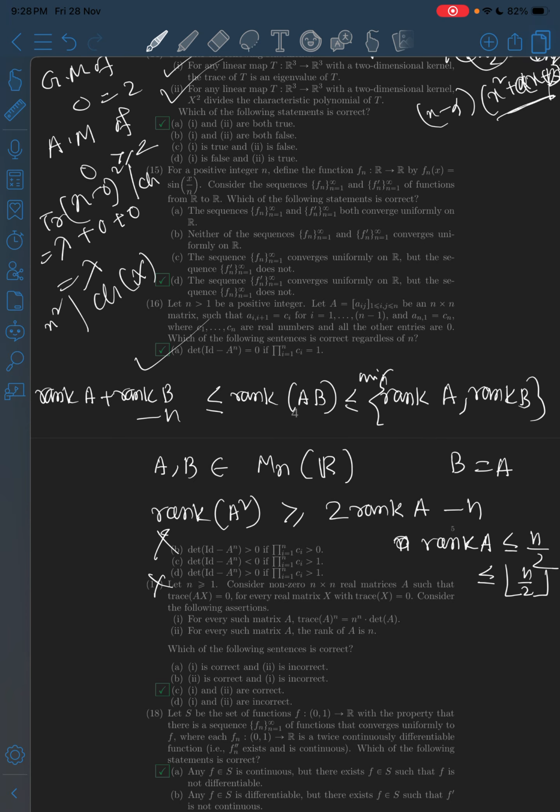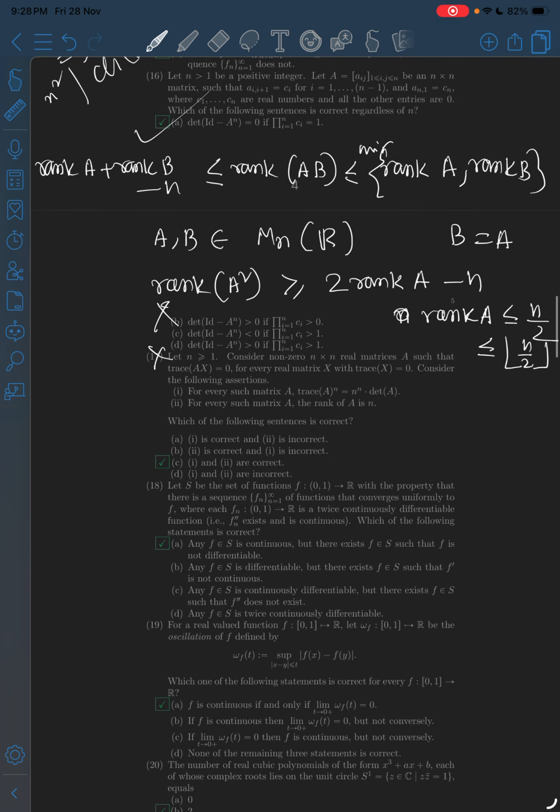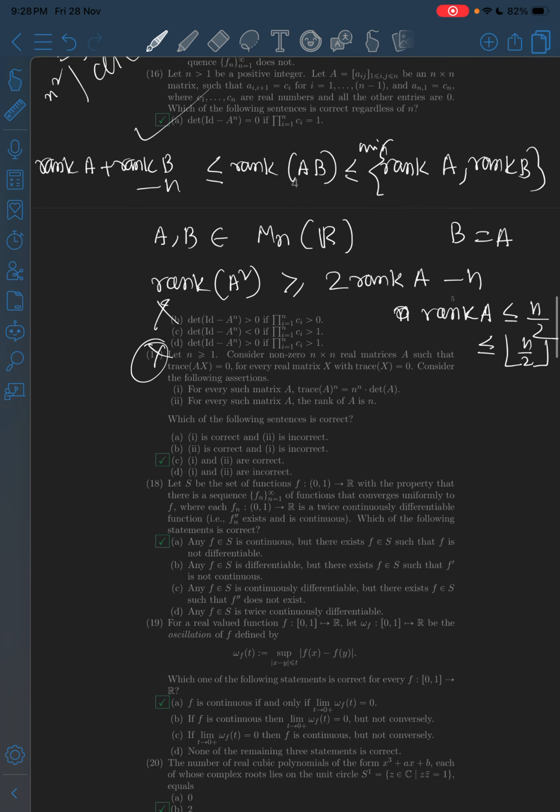Okay, question number 17, I will explain it in the last because this is a very nice and interesting problem. I like it. So I'll explain it at the end. Let me first explain the other three problems.